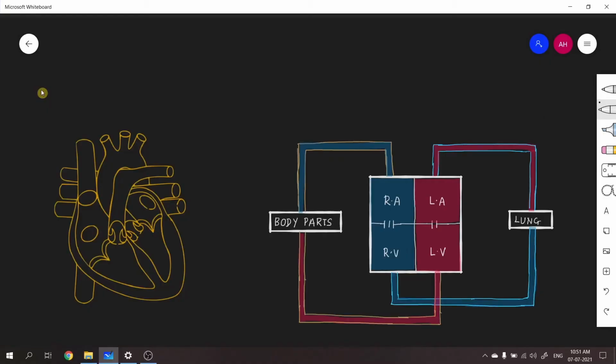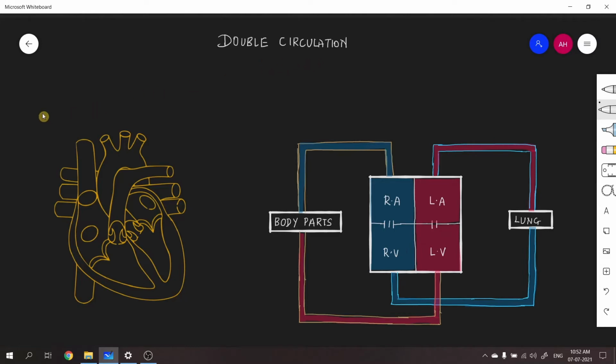So our topic for today is double circulation. This is a topic from the chapter circulatory system. And before we go to the actual process, let us understand why it is called double circulation. All right. So as we know, the blood completes two rounds of circulation in the heart, or the blood flows through the heart twice. That is the reason it is called double circulation.